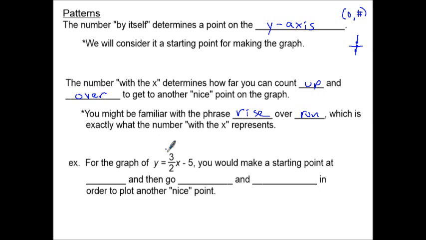For the graph of y equals 3 halves x minus 5, you make a starting point, and here's the number that's by itself, at least based on what I just said. So we're going to put a starting point at 0, negative 5. It's always going to be 0 first, and then up or down 5 based on whatever you see here. And then we're going to go up 3. It's a positive 3, so that's going to send me up 3. And then, instead of saying over 2, because that's a positive 2, I'm going to say right 2 in order to plot another nice point. If that didn't make sense, let's put it to the test right now with a real example.